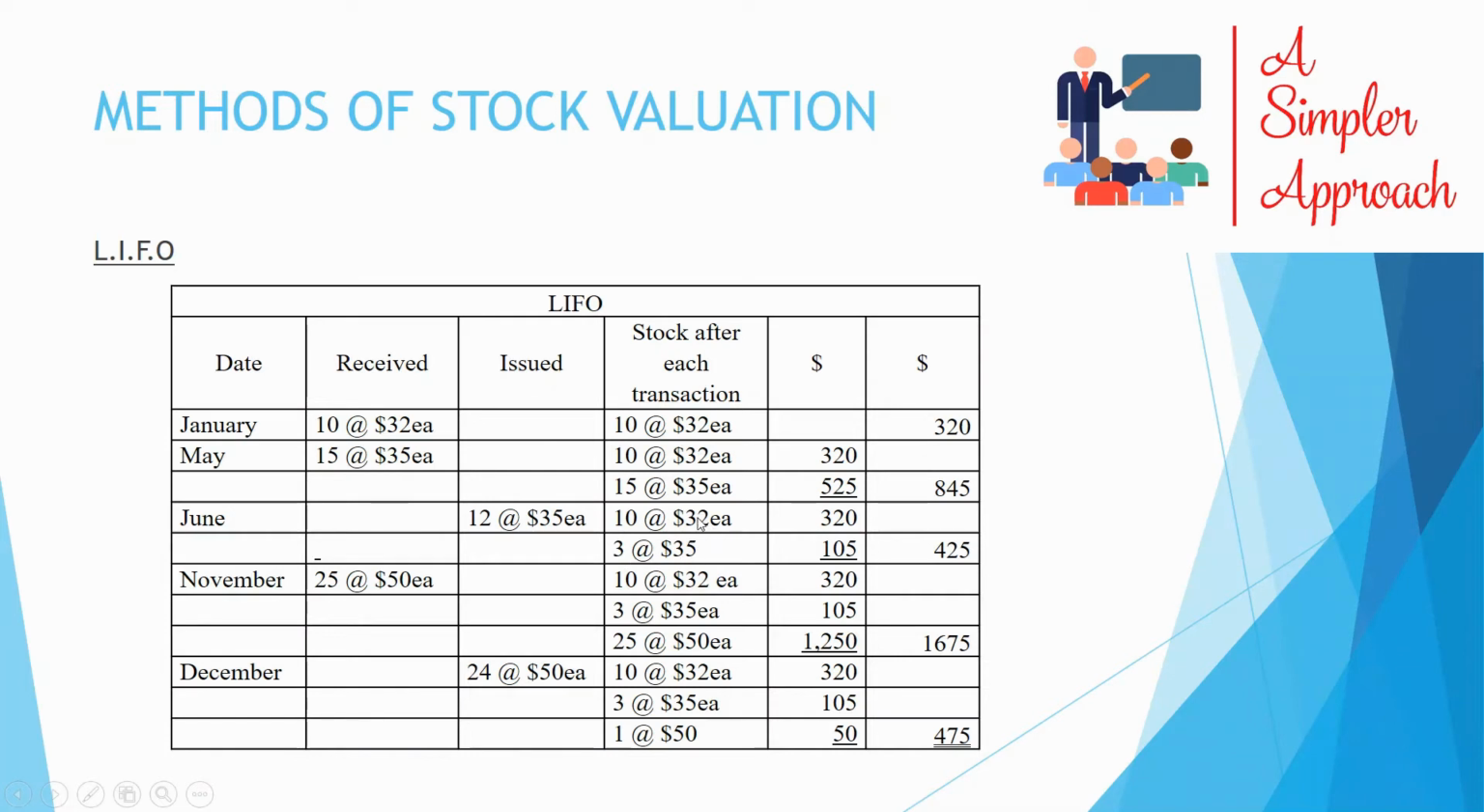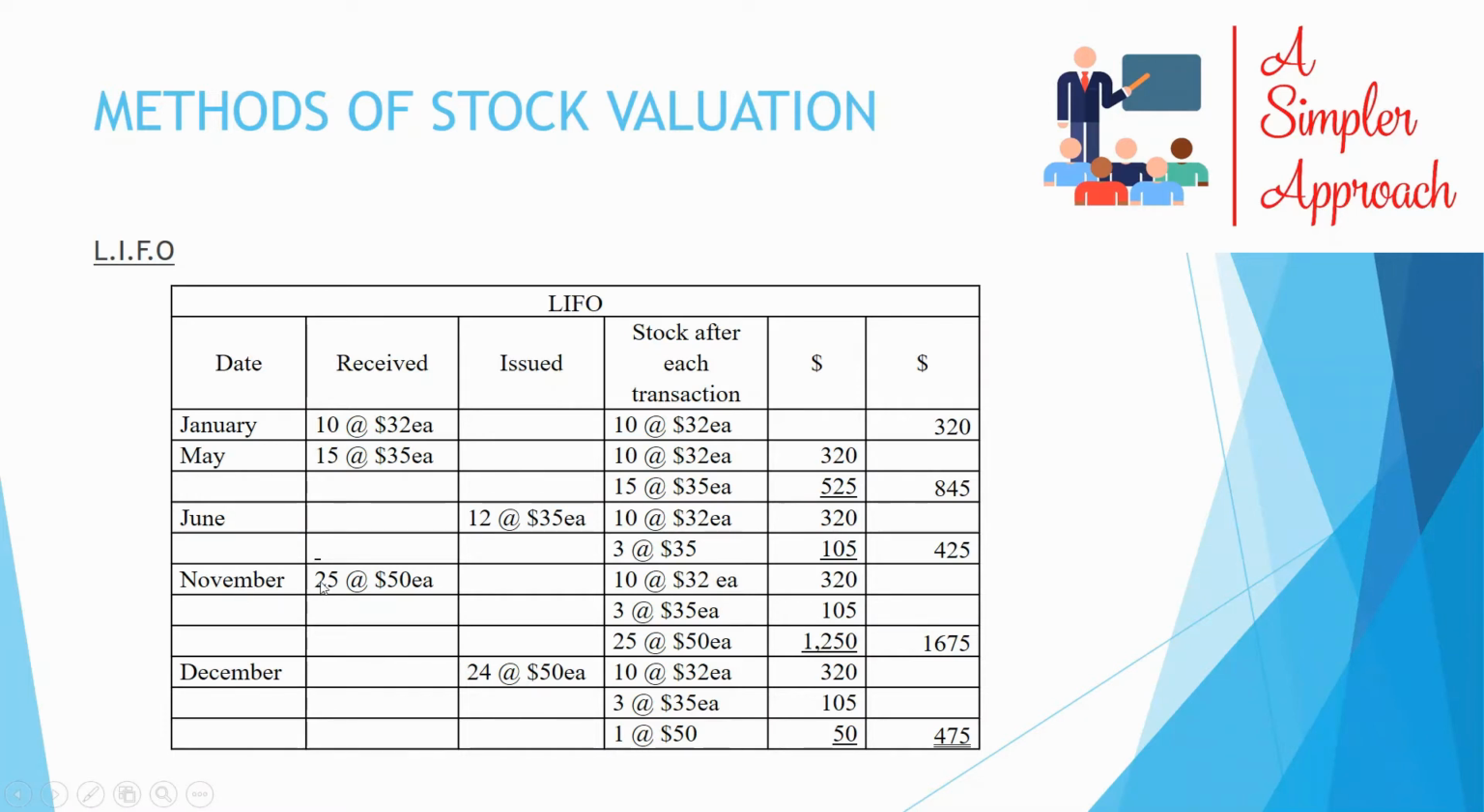Now look at this little section. You remember that this little section records what is left, pretty much. So after we issue the 12, the 10 at 32 from January that is still unsold came down. That's there. And then 12 out of this 15 leaves 3. So 10 at 32, 320, and 3 at 35, 105. Add these two together, you get 425. Okay? Awesome.